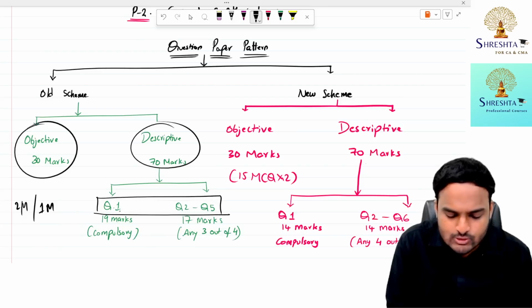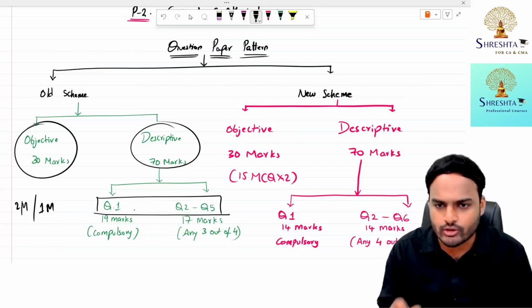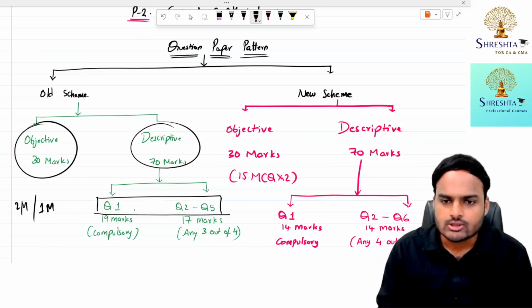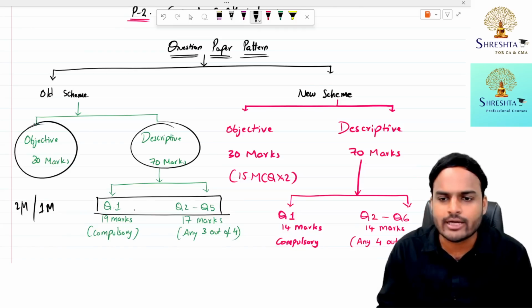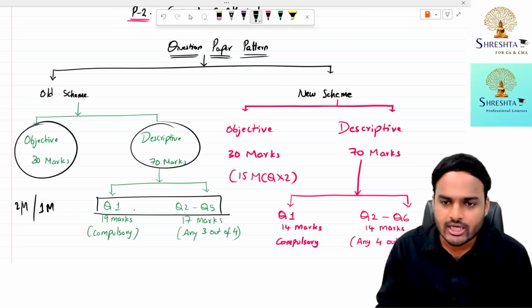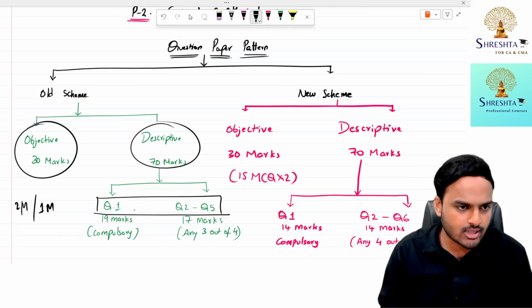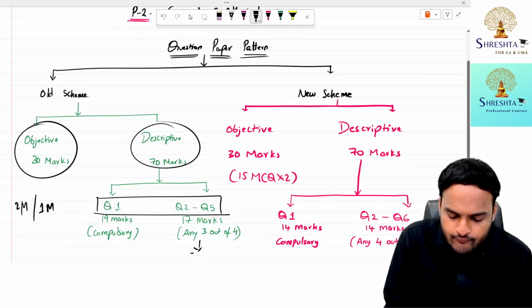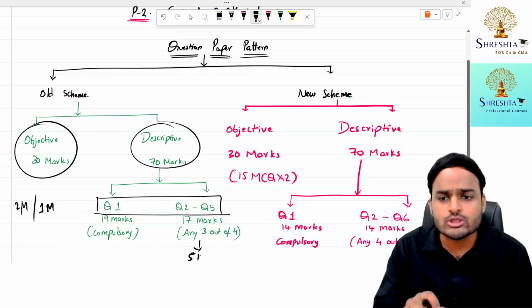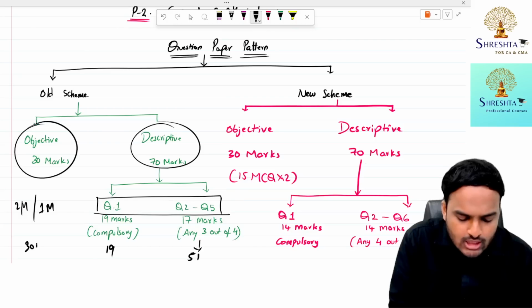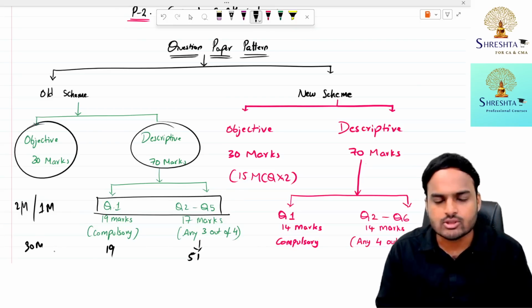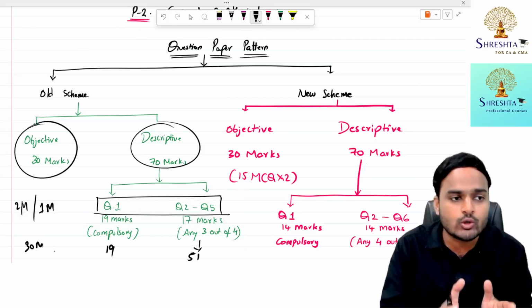Out of 5 questions, question 1 is compulsory, no choice. Understood? Question 1 is for 19 marks. For the remaining question 2 to question 5, out of 4 questions, you have to attempt any 3. Each question carries 17 marks. So total 51 marks from question 2 to question 5, 19 marks for question 1, and 30 marks objective, total 100 marks. So this is the question paper pattern under the old scheme.